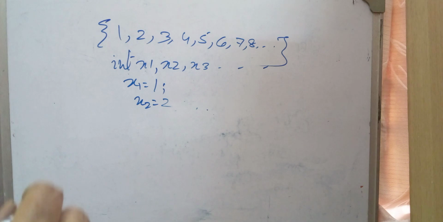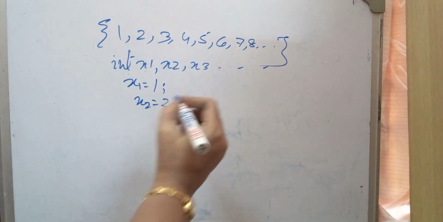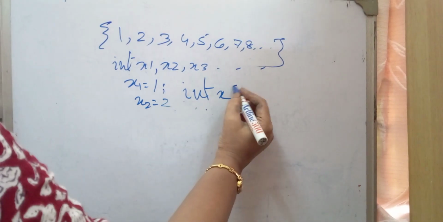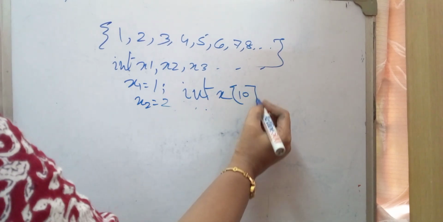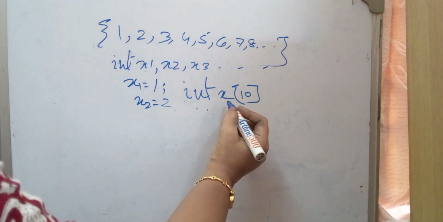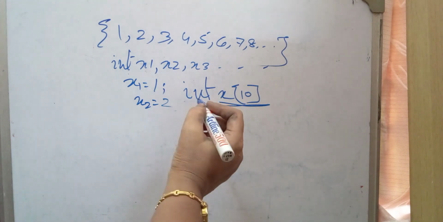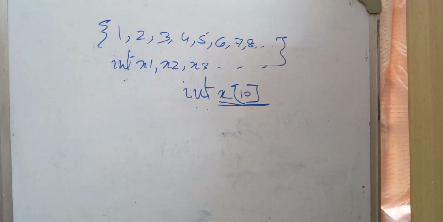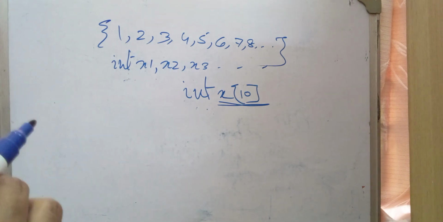An array is a collection of variables of the same type. The declaration will be like this. This is the array variable. Here x is the array variable which has 10 pockets. We can store 10 values, integer values.